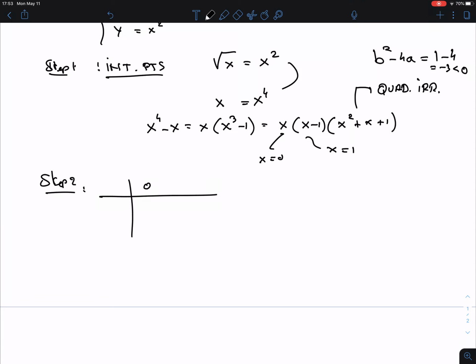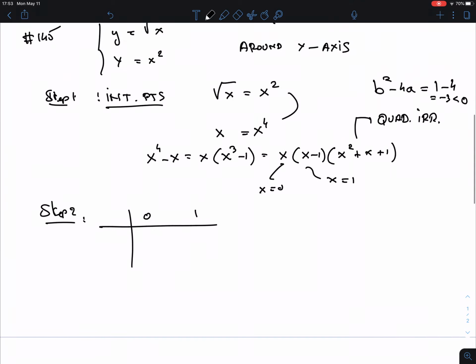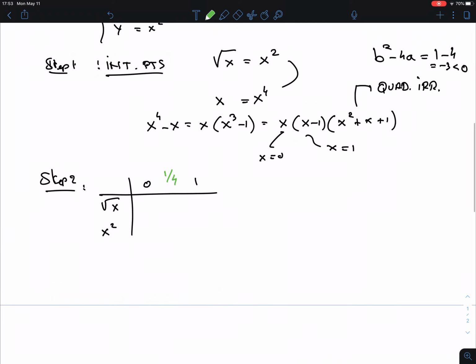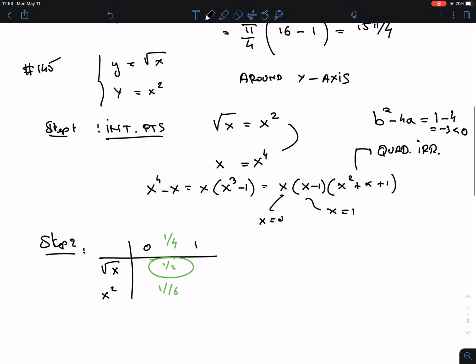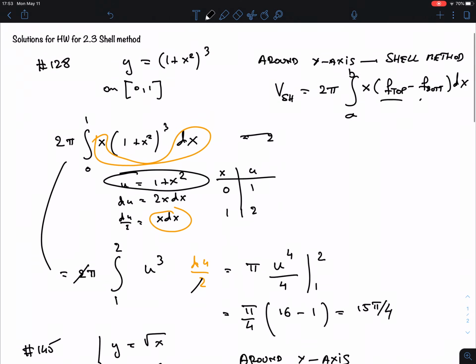Okay. So step 2, now we put them into a nice little table. So we have 0 and 1, and we have radical x and x squared. We need a test point. I'm going to use 1/4. Why do I take 1/4? Because if I take the square root of 1/4, that's a half, and if I take the square of 1/4, it's 1/16. And now it's clear that this one is the bigger. So with our formula, the bigger one is the square root of x, and this will be x squared.